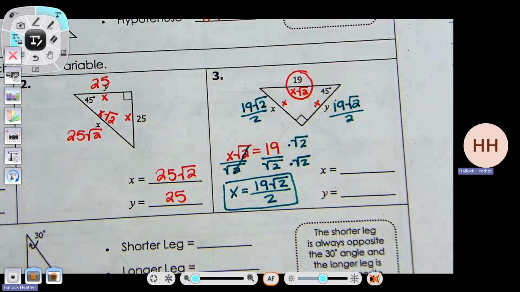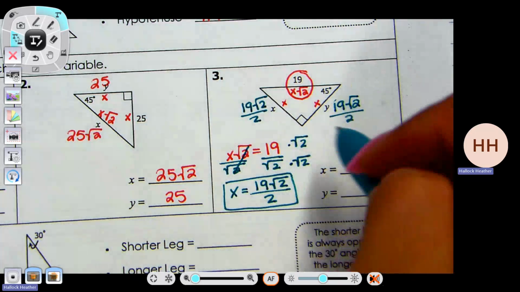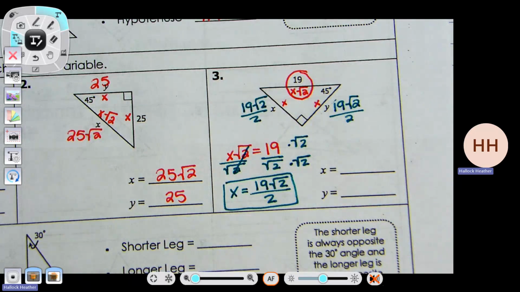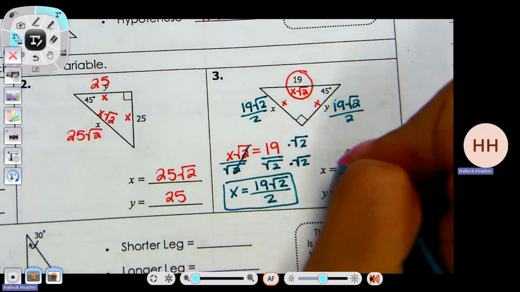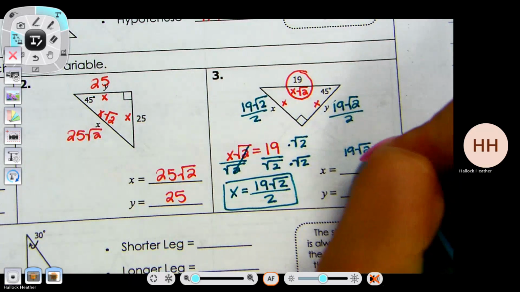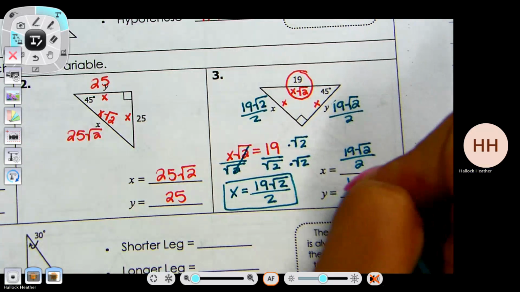And you're like, what in the world are we doing? You should have done radicals in algebra 1. Operations with radicals, but you probably don't remember it because it's very random. So both answers are 19 square root of 2 over 2.